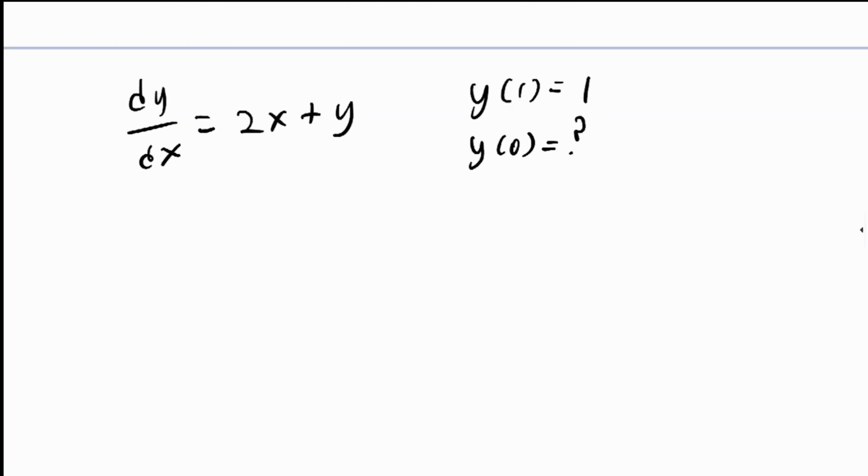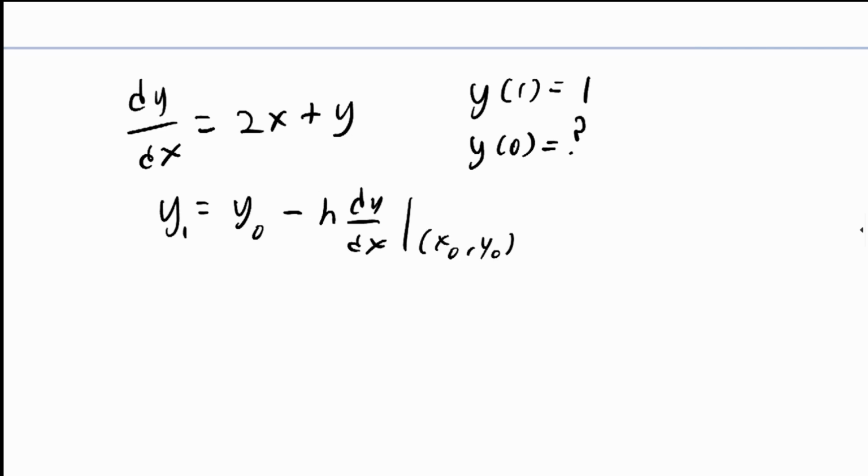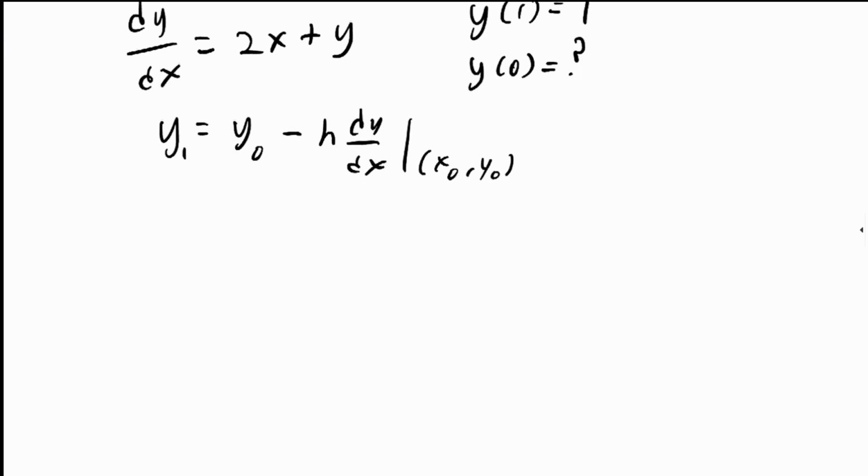In this case, we're going to go backwards now, okay? Now, here's the only thing different. In this case, the only thing you have to know is that y sub 1, or the next term, is simply y sub 0 minus h dy dx at x0, y0. It's just minus, because you're going backwards now, okay? That's all that matters.